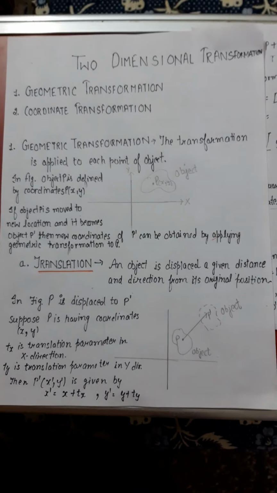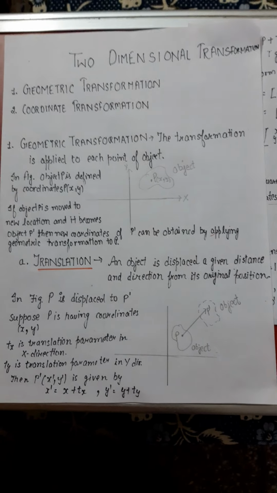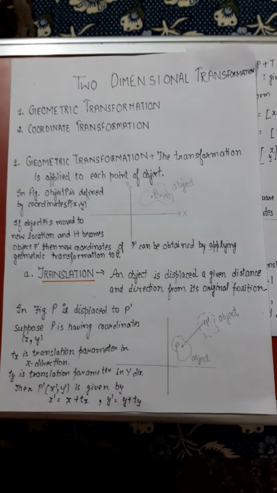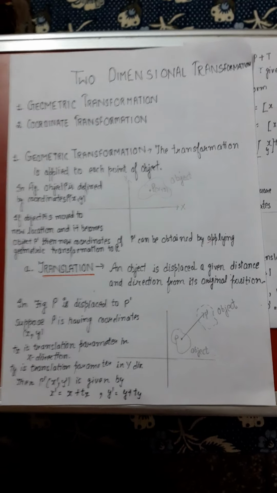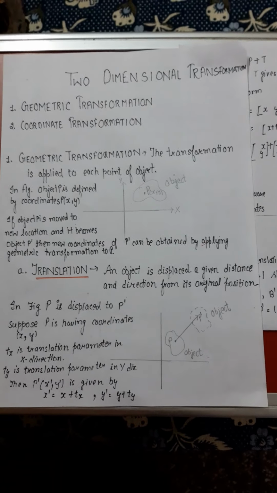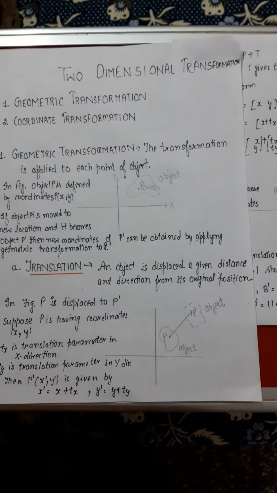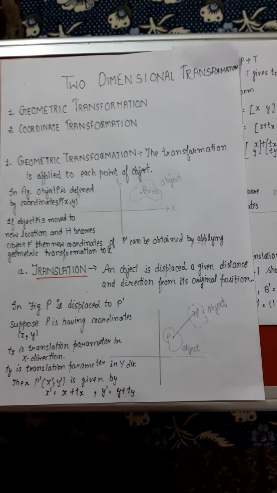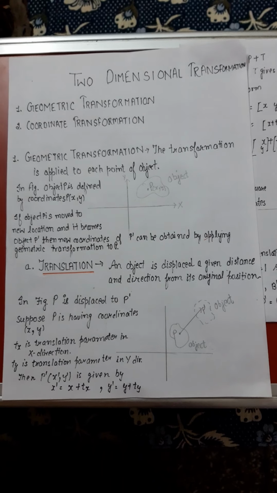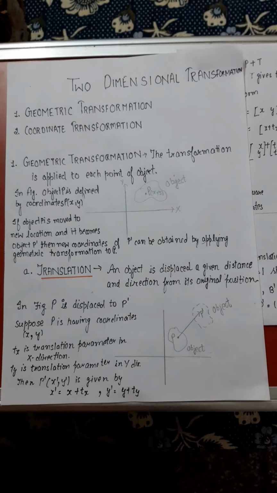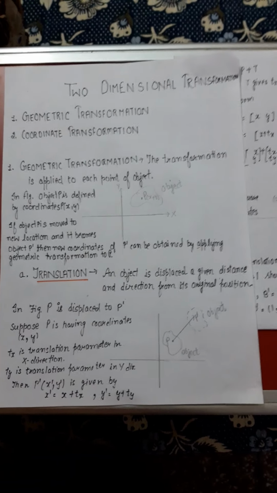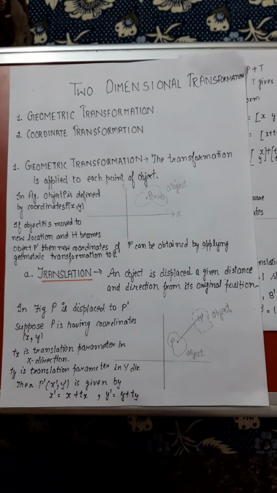Good morning. Now we will discuss two-dimensional transformation in computer graphics. Transformation in computer graphics basically means we can either change the size of the objects on the screen, or we can change the position of some objects on the screen. So the whole process of changing the size or displacing an object on the screen is called transformation.